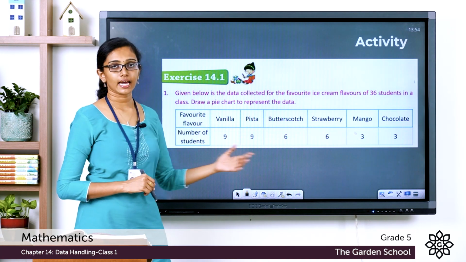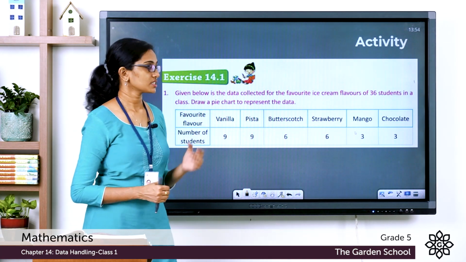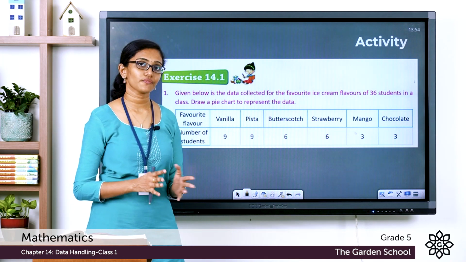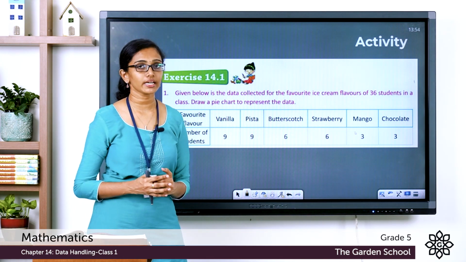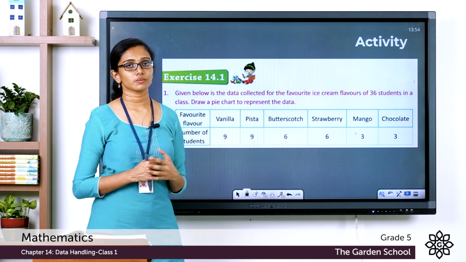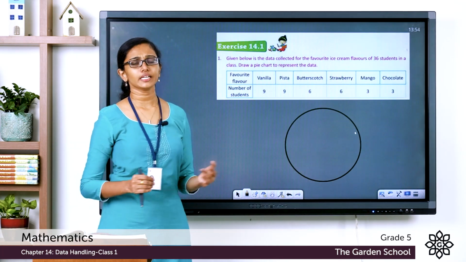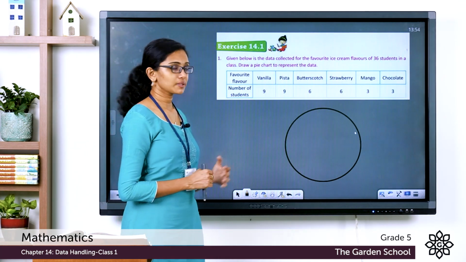So how can we represent this data on a pie chart, how can we construct a pie chart? You will learn more exact methods of constructing a pie chart in your higher grades. So today we'll see a simple method using approximation. The first step is to draw a circle of any radius. So let this be that circle.